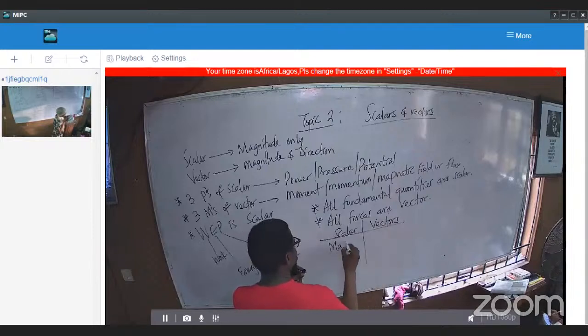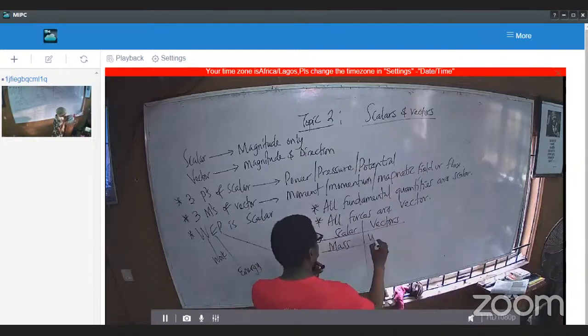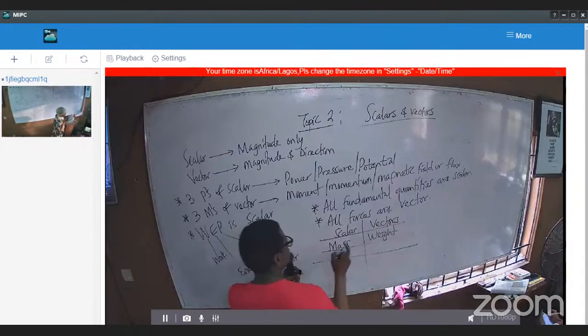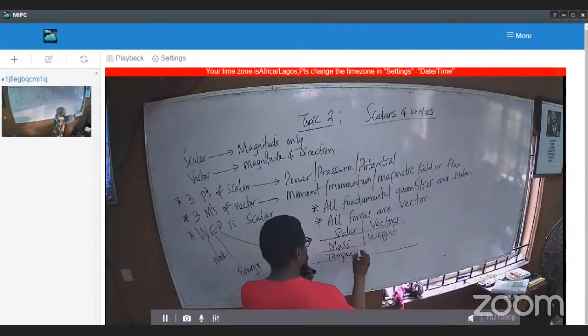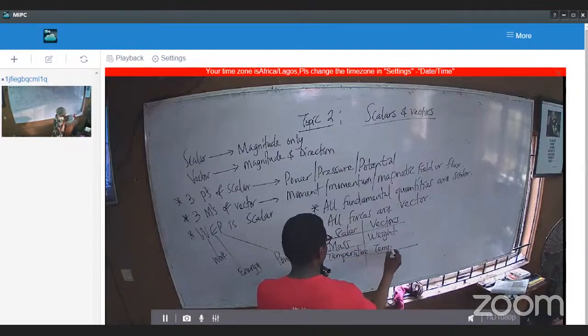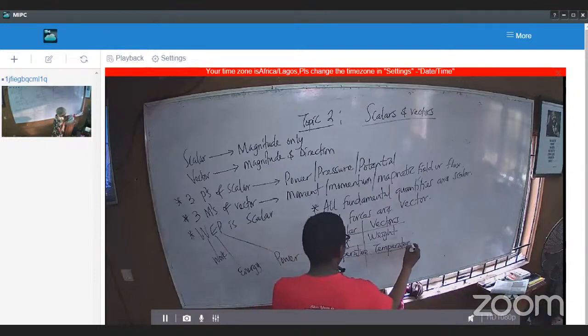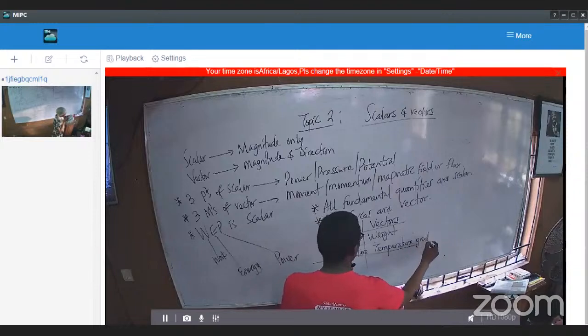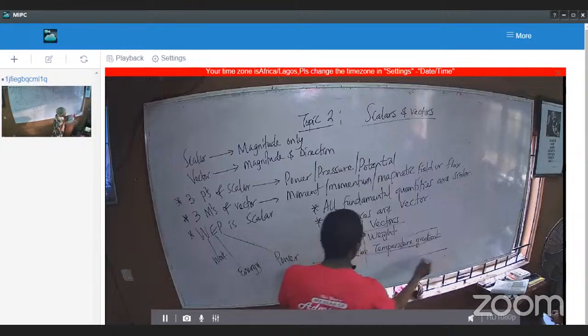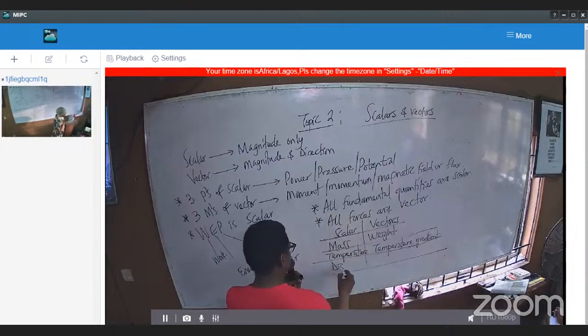If mass is a scalar, who is its cousin? Weight. Only vector. If temperature is scalar, who is the cousin? Temperature gradient. If distance is a scalar, who is the vector? Displacement.